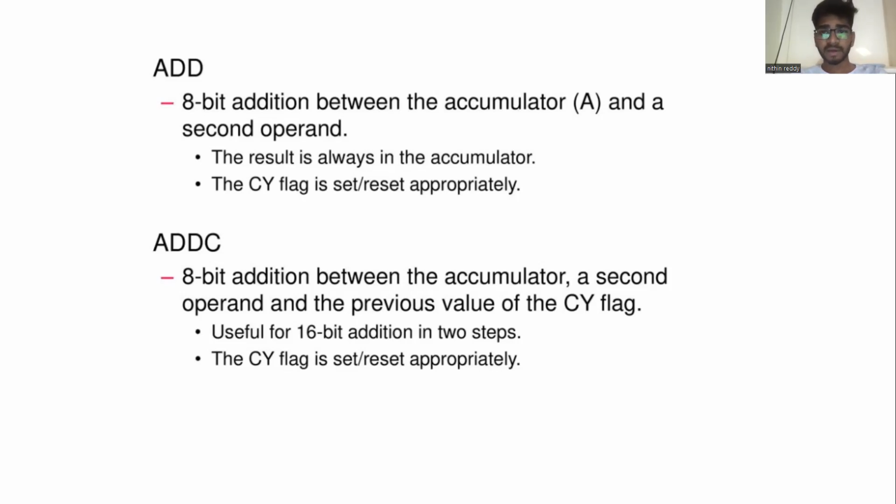And we can perform several arithmetic operations. ADD: 8-bit addition between the accumulator A and the second operand. The result is always in the accumulator and the carry flag is set or reset appropriately. ADDC: 8-bit addition between the accumulator, the second operand and the previous value of the carry flag. Useful for 16-bit addition in two steps. The carry flag is set or reset appropriately.